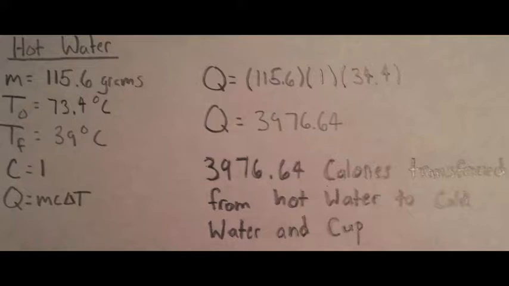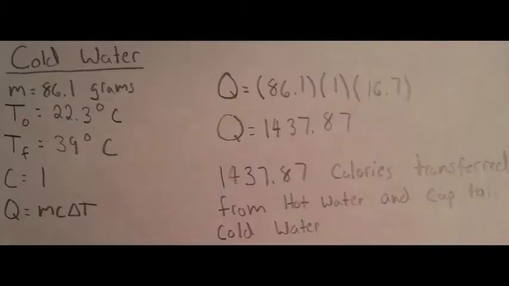There was 3,976.64 calories transferred from the hot water to the cold water through the aluminum cup, and we got this by using the equation Q equals mc delta T. We determined that 1,437.86 calories were transferred from hot water and the cup into the cold water. We determined this by using the equation Q equals mc delta T.